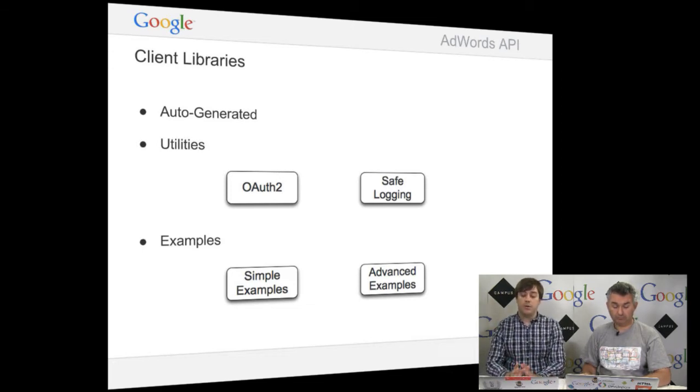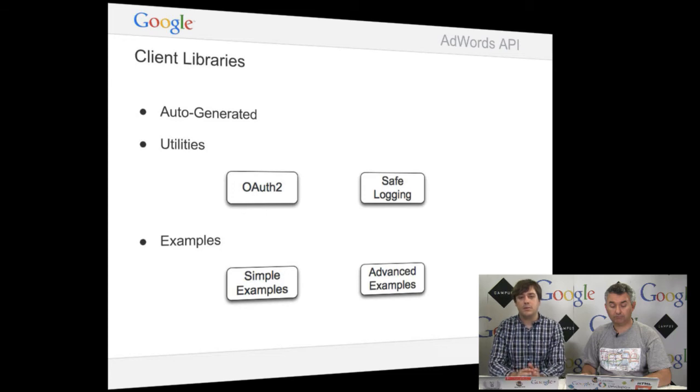And then, most importantly, the client libraries come with some really helpful examples. Now, these examples will help to teach you how to use the APIs in discrete ways, to make requests and get responses. And the examples come in two parts.